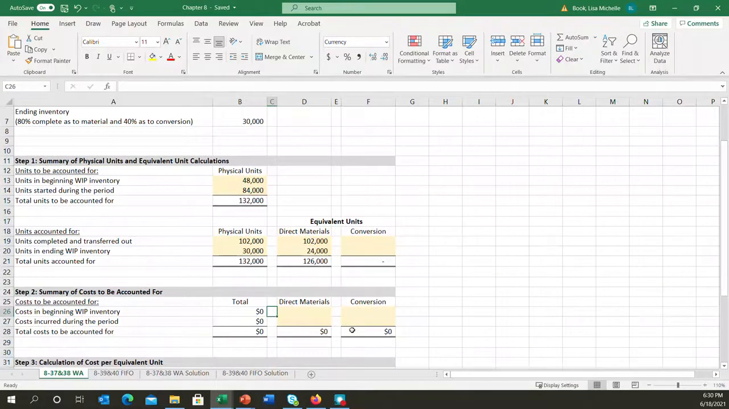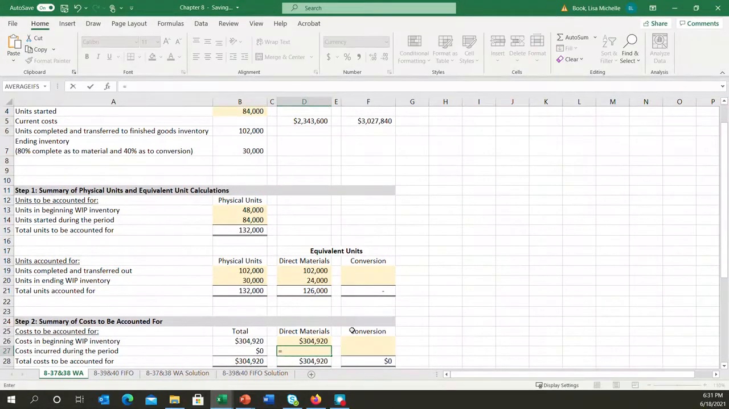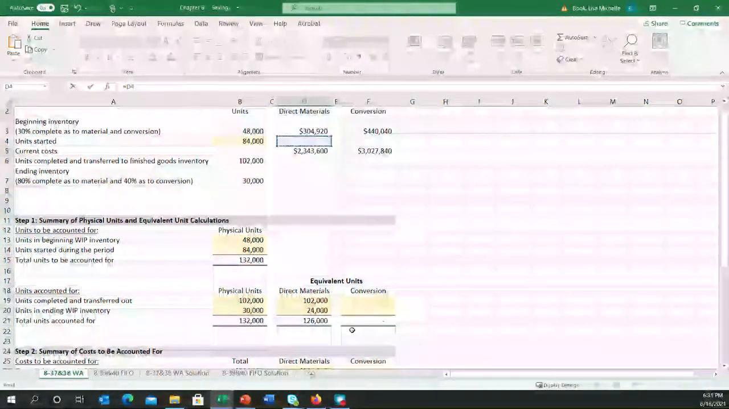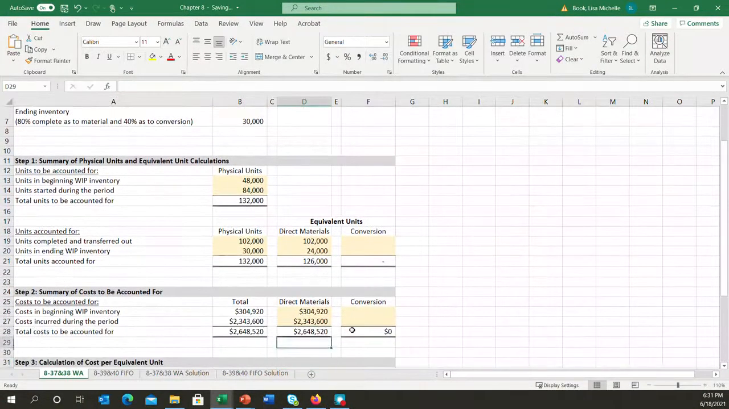Going down to step two is pretty easy also, I'm just listing the cost from above. What cost do I need to account for? For materials, the cost in beginning inventory, if I go back up here, was just $304,920. The costs that I incurred or added in for direct materials during the period, if I go back up here, is the current cost for material, and that was $2,343,600. So the total cost that I need to account for is $2,648,520. That's going to go to some combination of units either transferred out or units in ending inventory to balance it out.